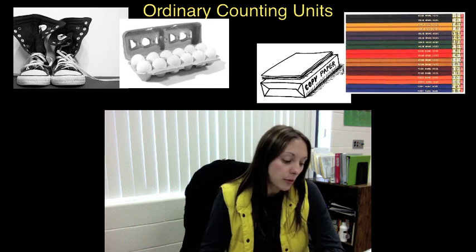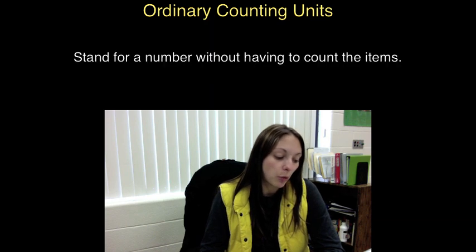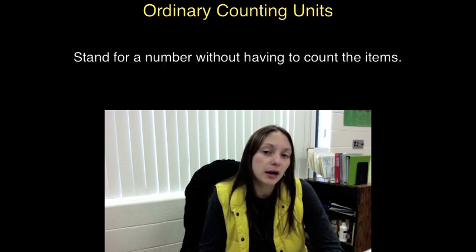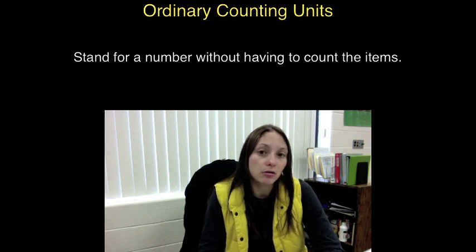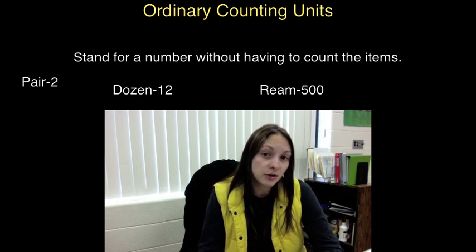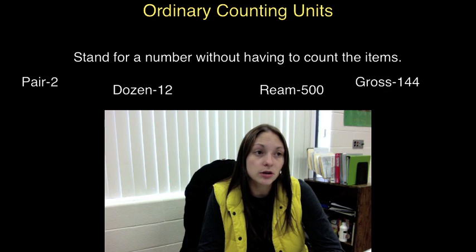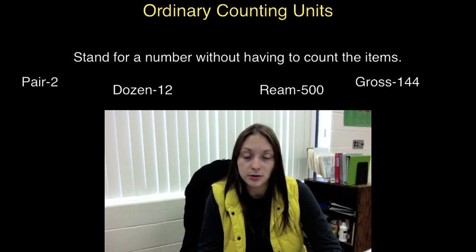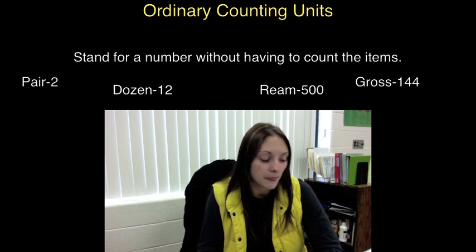And all of these are what we call counting units, where I can know exactly how many I have in there without having to sit down and count it. A pair always means 2. A dozen always means 12. A ream always means 500, and a gross is a dozen dozens, or 144.